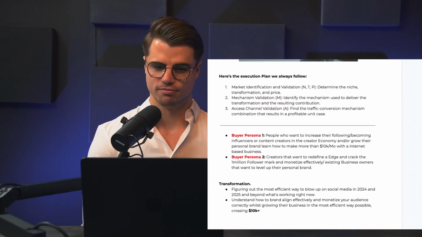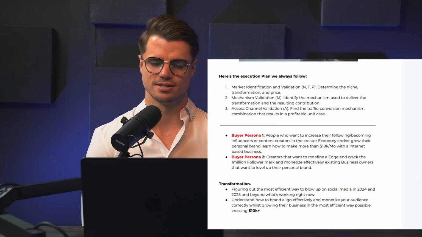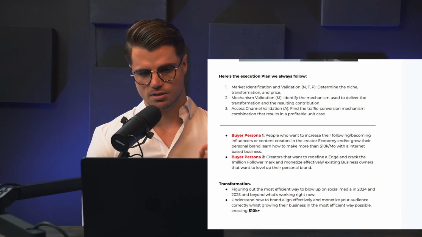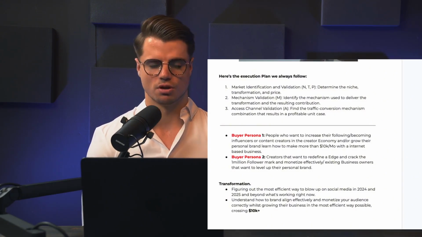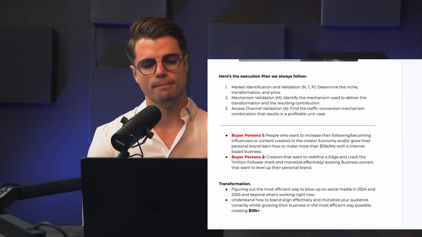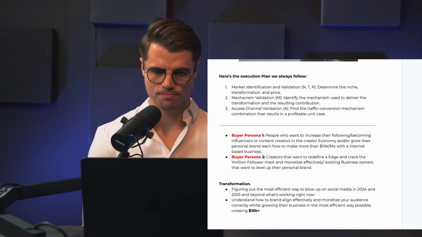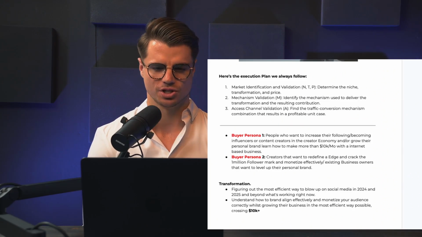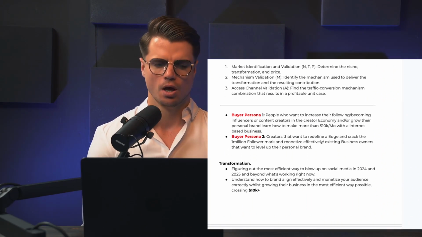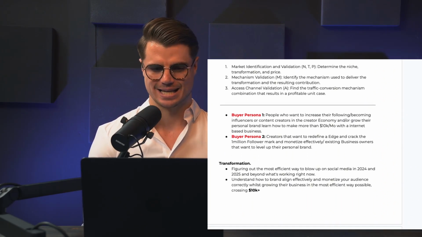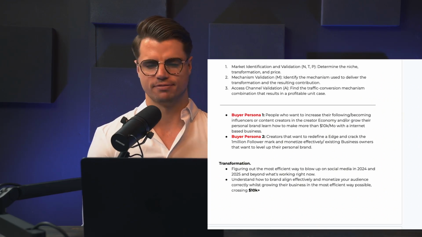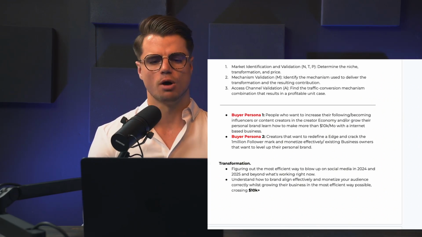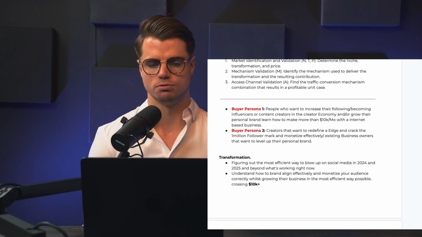So market identification and validation. You have the N, the T, the P. The N, the T, the P. So determine the niche, the transformation, and the price. So the mechanism validation, which is the M, identifying the mechanism used to deliver the transformation and the resulting contribution. And then you obviously have the access channel validation, which is the A, which is to find the traffic conversion mechanism combination that resulted in a profitable unit case.